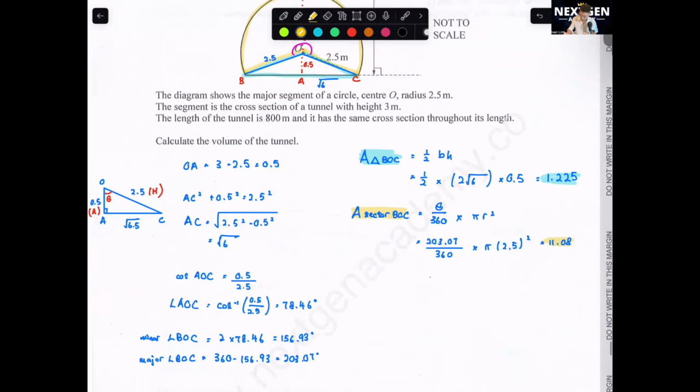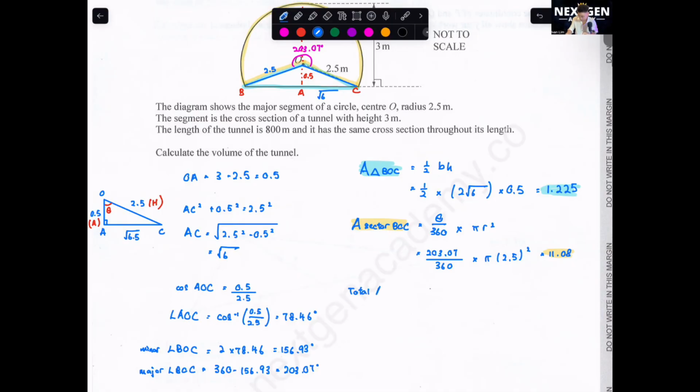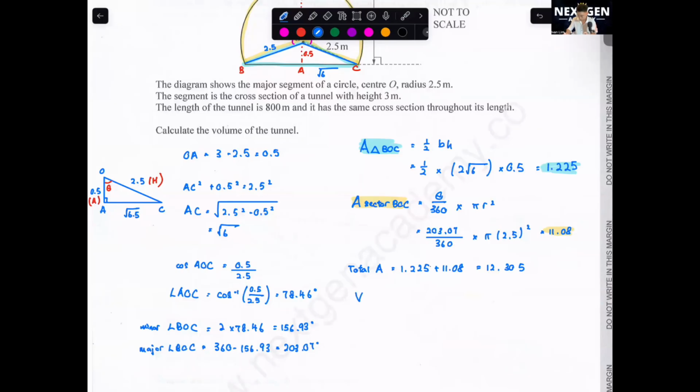Now the total area, you add it up. Total area will be equal to 1.225 plus 11.08. We will get here 12.305. And the last one, volume will be equal to area multiplied by the length of the tunnel. Okay, so this is a prism formula. So 12.305 multiplied by 800. Okay, final answer, if we round it up, we will get 9844.